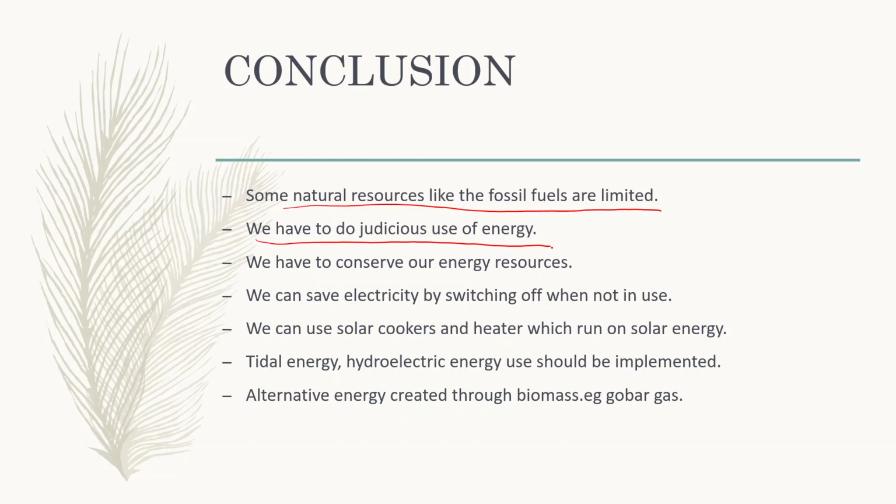We have to do judicious use of energy. We have to find some alternative source of energy. We have to conserve our energy, and we have to save electricity by switching off when it is not in use. We can use alternative sources of energy like solar cookers and heaters which run on solar energy, tidal energy, and hydroelectric energy. These are also alternative sources of energy, and their use should be implemented.